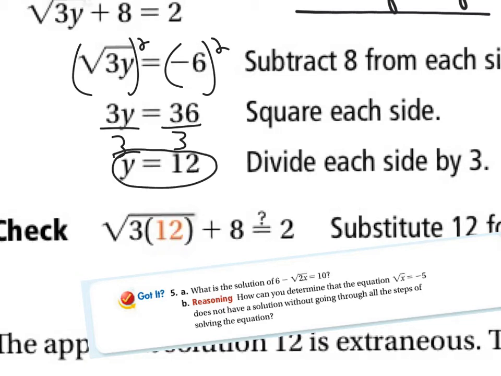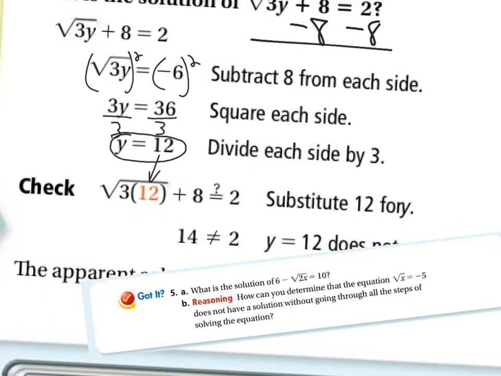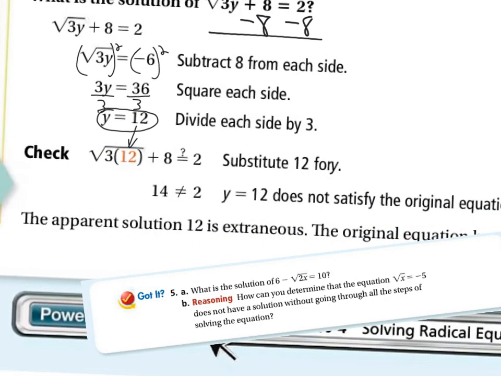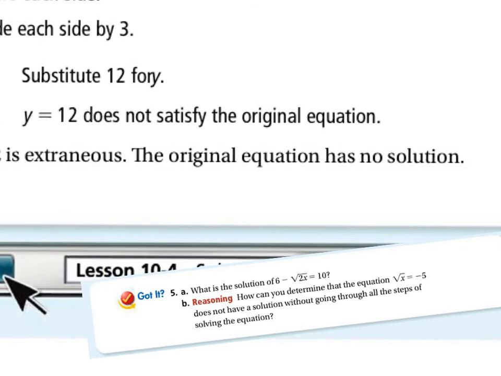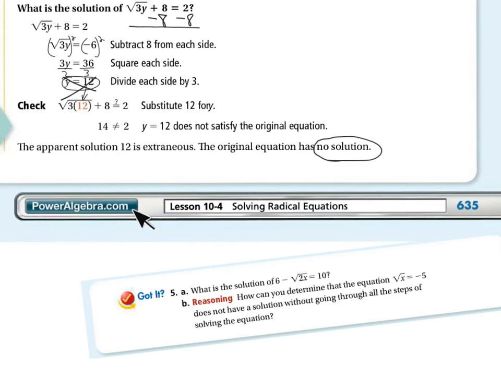So y equals 12, if you substitute that back in the original equation and work it out, on one side you get 14, on the other side you get 2. 14 is not equal to 2, so that actually doesn't work. And that was our only solution. So what that means is our only possible solution was extraneous, and so that means we have actually no solution for this equation. There's no value of y that can make this work.